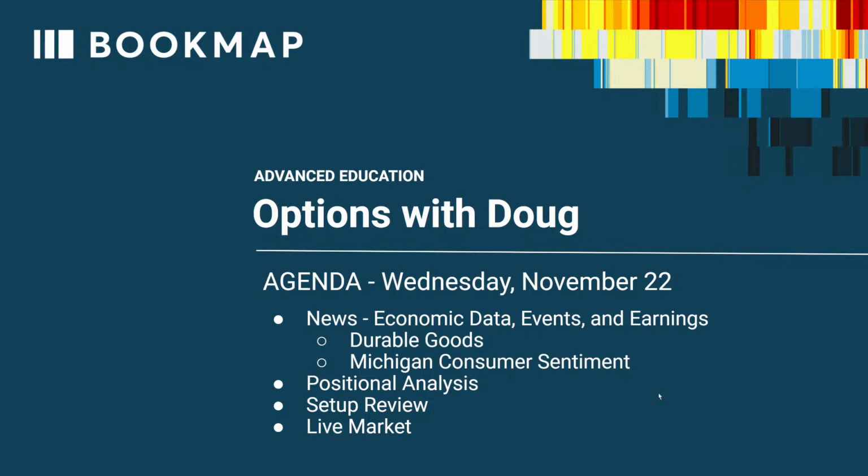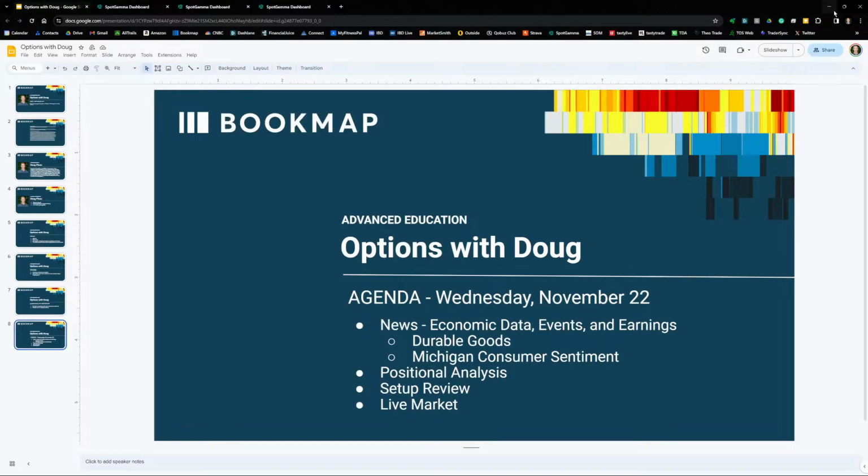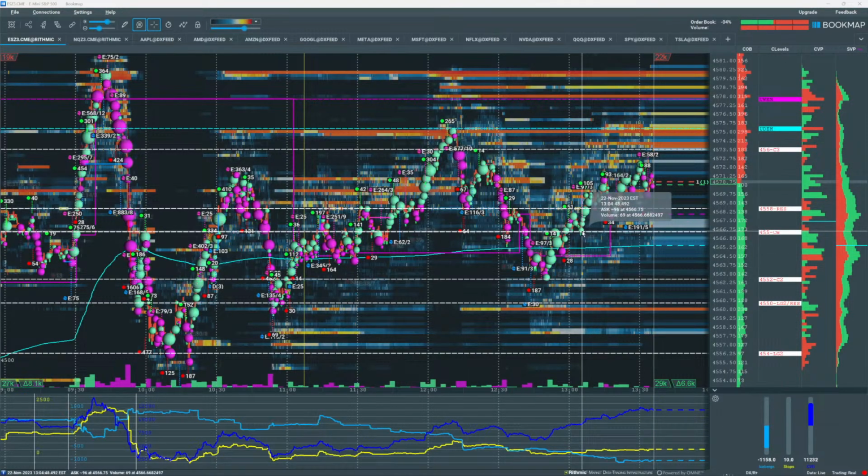All right, let's get started with positional analysis. I'm going to start with the S&P 500. This is the ES futures in Bookmap. Before I take a closer look at this chart, I want to take a look at a larger time frame.